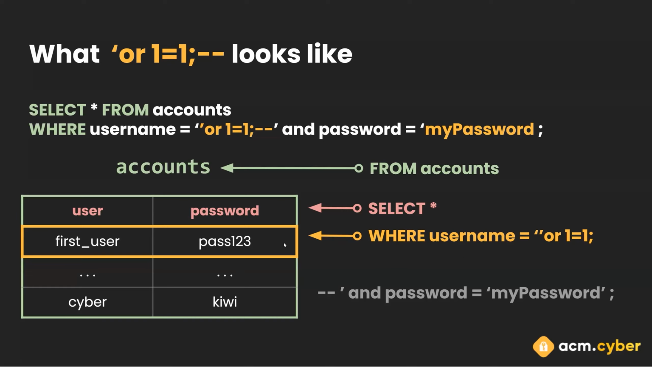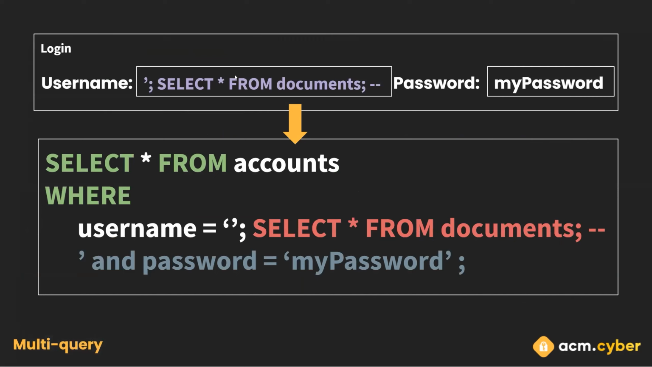So yeah, here we can see it selects the first entry in this table because we have where username equals blank or true. So basically the condition is just always true, so it's just going to select whatever it finds first here. And then the rest of the statement is just commented out, so it's ignored.